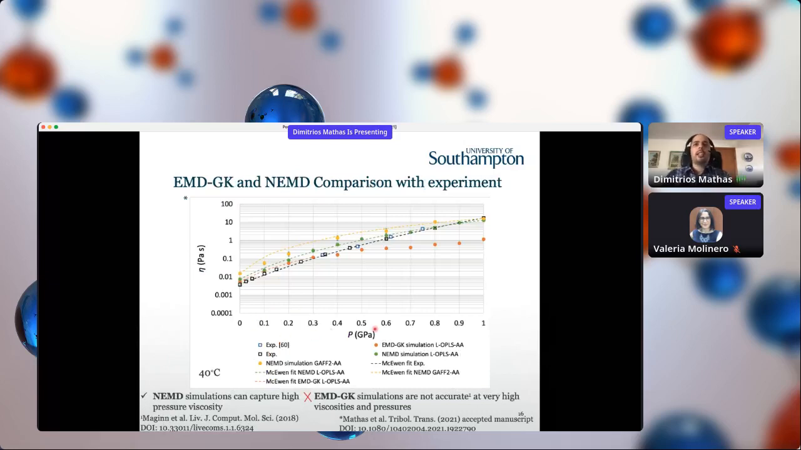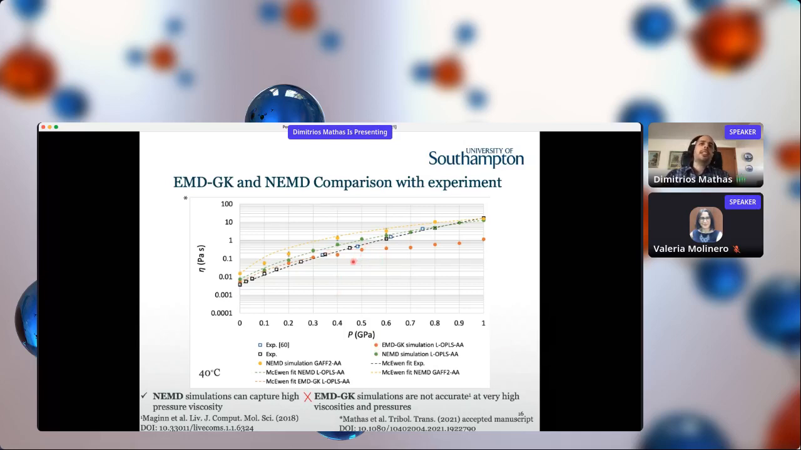Additionally, we examined the pressure viscosity coefficient for our models. On the x-axis we have the pressure range, and again viscosity on the y-axis. The orange data points are the equilibrium MD results, while NEMD is shown with green, and the gap to force field with yellow. So we see that at around 0.4 to 0.5 gigapascal, the EMD method fails to calculate the accurate viscosity.